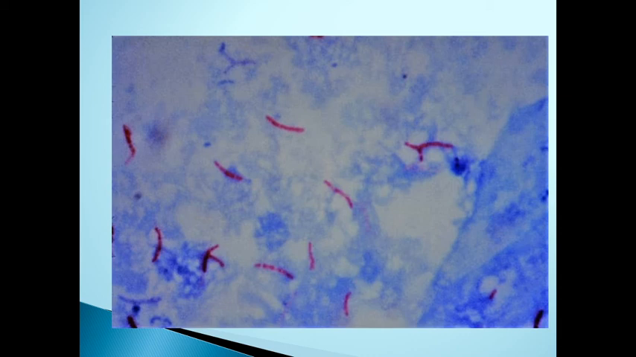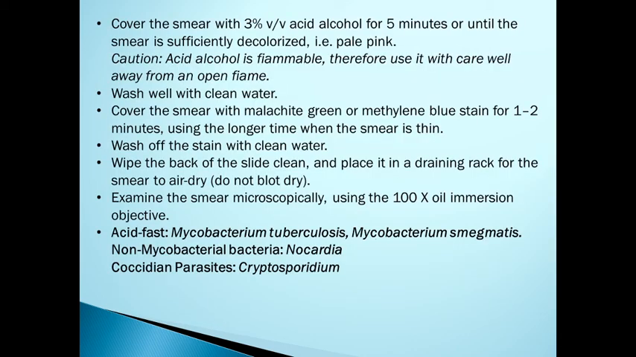The examples of acid fast bacteria are Mycobacterium tuberculosis and Mycobacterium leprae. Non-mycobacterial examples are Nocardia and Cryptosporidium. So this is about the acid fast staining.